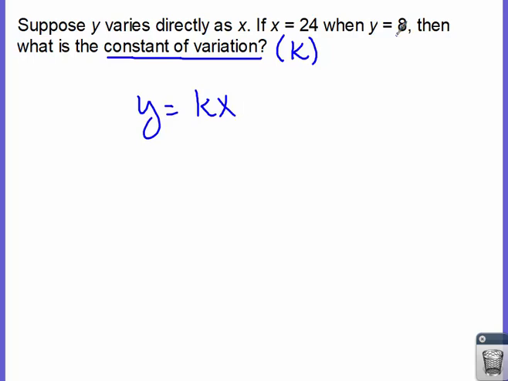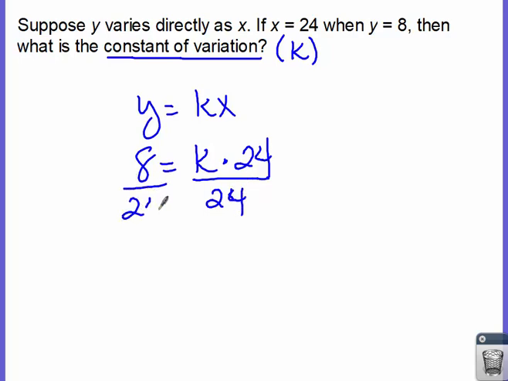Well, I know my y is 8. I'm looking for k, and I know my x is 24. So how do I solve for k? I have a multiply by 24, so we do a divide by 24, and I do that on both sides. And we end up with k is equal to 8 over 24. Now, that's not simplified, so we have to simplify it, because when you divide that, you end up with a repeating decimal. You're not allowed to have that, so we simplify to 1/3.